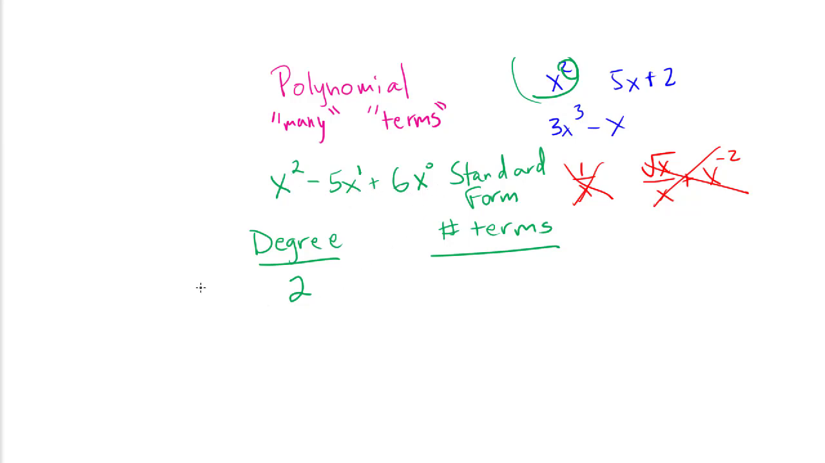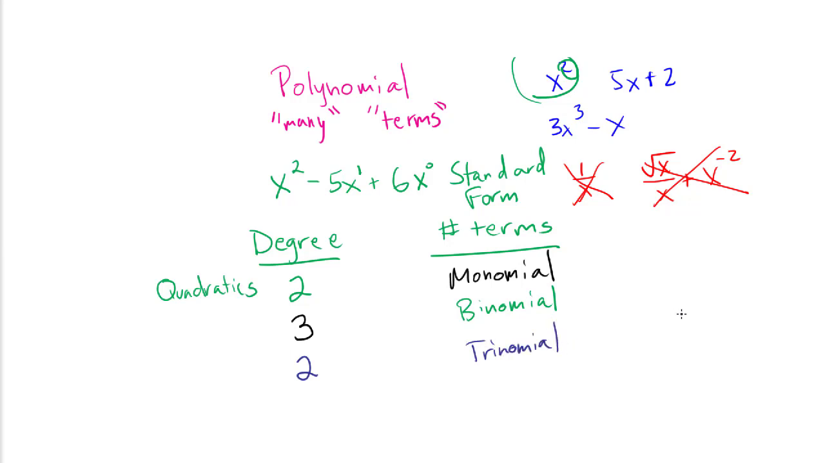All degree 2 functions, by the way, are what we would call our special case, quadratics, which we're going to spend a good deal of time on later. In the case of x squared, there's only one term, so we would call that a monomial. How about 3x cubed minus x? Well, that would be degree 3, and we have two terms, so that would be a binomial. And in the case of x squared minus 5x plus 6, well, that again is degree 2. But we have three terms, so that would be a trinomial.